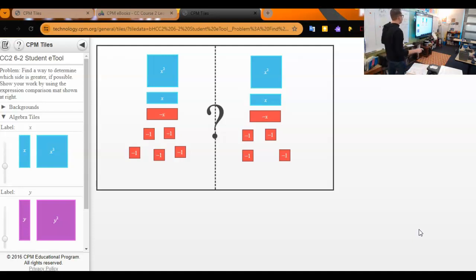Matt, give me one thing I could do on the left side. Combine works. Matt says we can combine the positive x and the negative x.